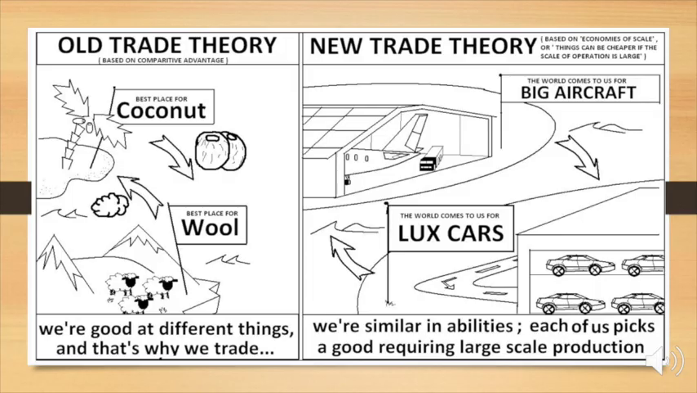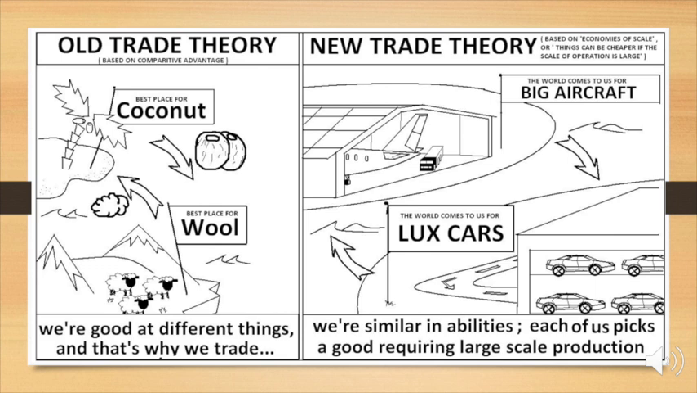Before the new trade theory came into the picture, the only reason trade was seen as a benefit was due to comparative advantage. This is the old trade theory. It still goes on today, but basically countries were trading the only things they were good at, and that's the reason they were trading. As we can see in the picture to the left, the best place for coconuts is trading with the best place for wool, and both of the items that they're trading have a lot to do with the climate due to their geographic location.